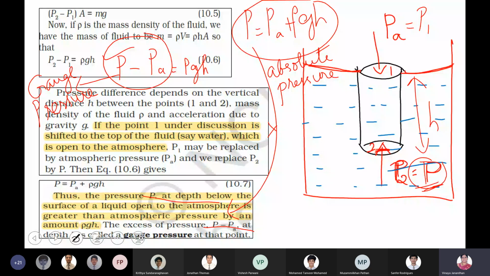There is no derivation as such that you have to learn. You should know what is absolute pressure. You should know what is gauge pressure.